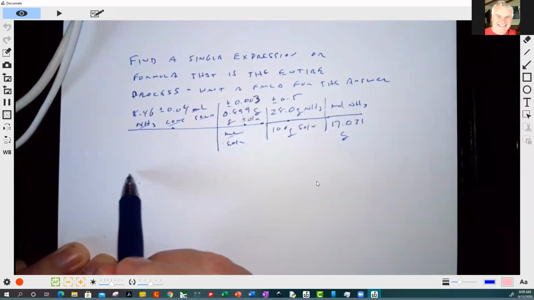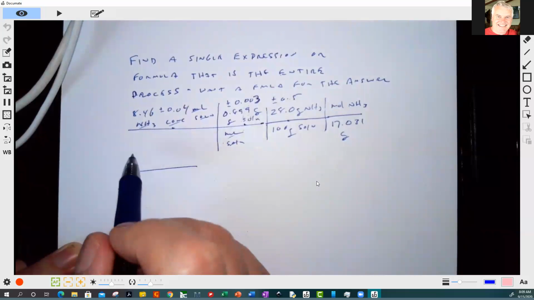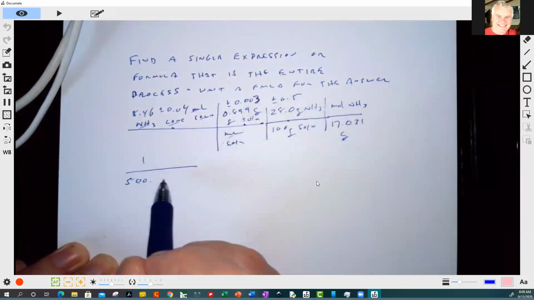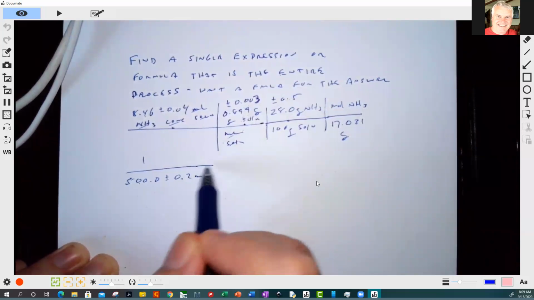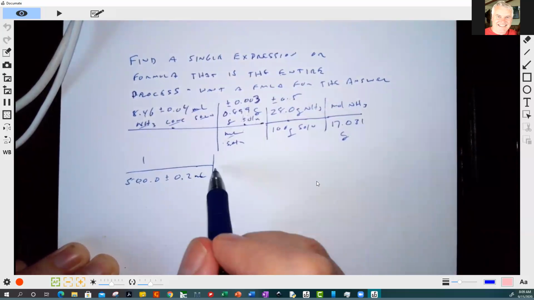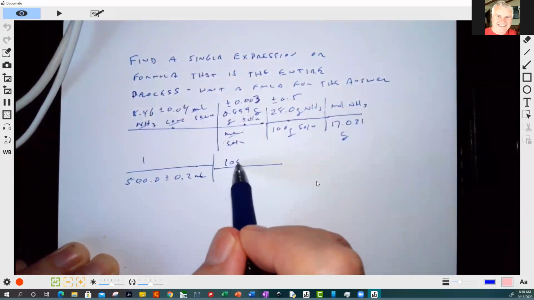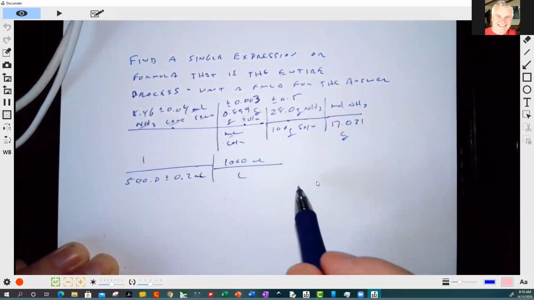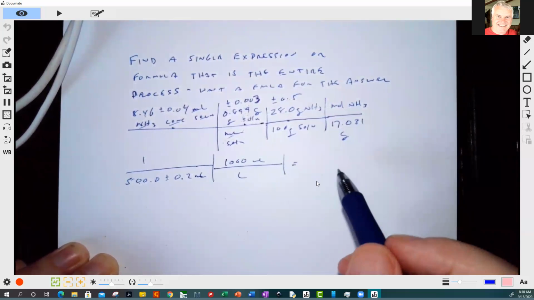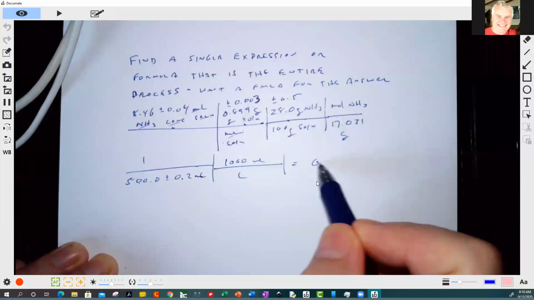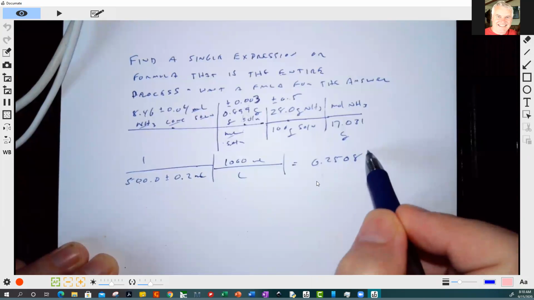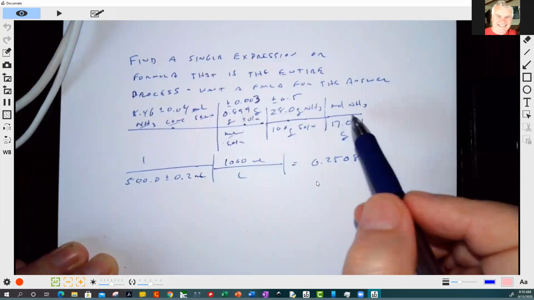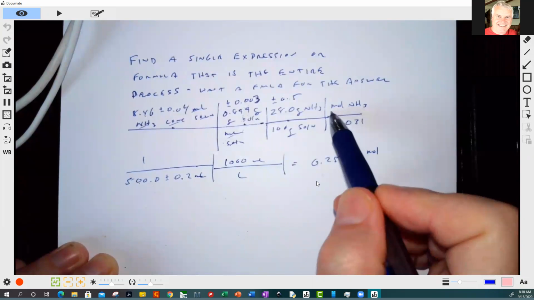And then we're going to multiply this by 1 over 500.0 plus minus 0.2 milliliters. And then multiply that by 1,000 milliliters per liter. And this all equals 0.2508 moles of NH3 per liter of solution.